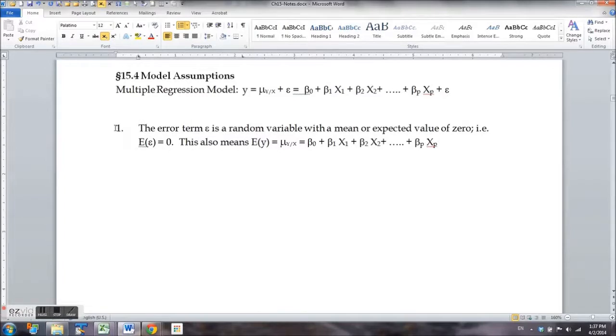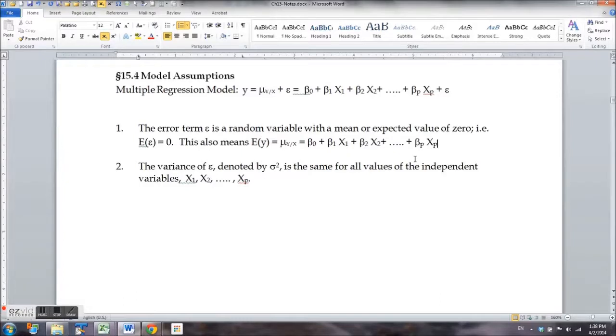So the first assumption is the error term is a random variable with the expected value equal to 0. If this is so, then the expected value of y will be that part. That's our mean of y. The second assumption is that the variance of the error term, sigma squared, is the same for all possible values of all the different x's. So this is the constant variance assumption. Again, we made the same assumption in simple regression also.